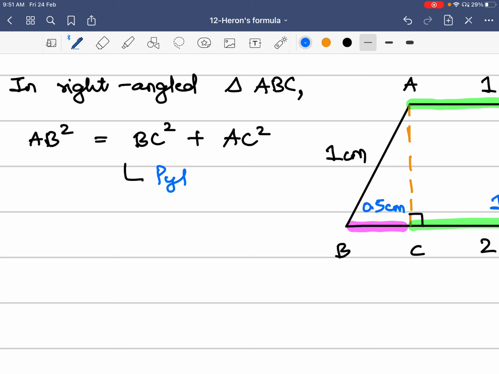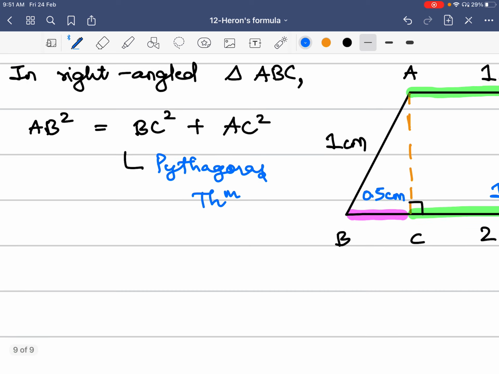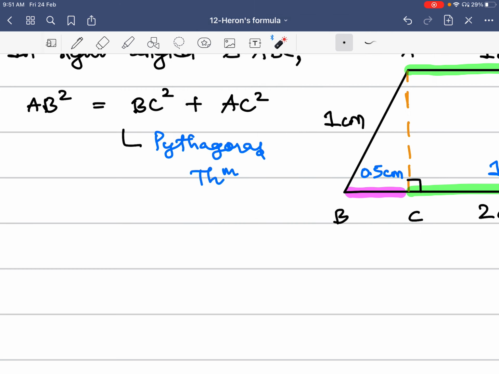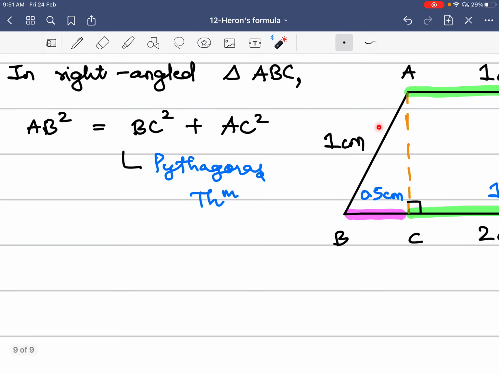This is from Pythagoras theorem. Okay, so let's substitute the values now. What is AB? AB is 1, so it's going to be 1 square is equal to BC, which is 0.5 square, so it's going to be 0.5, plus AC square.